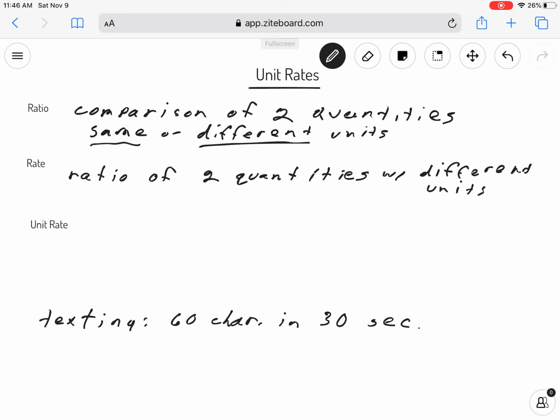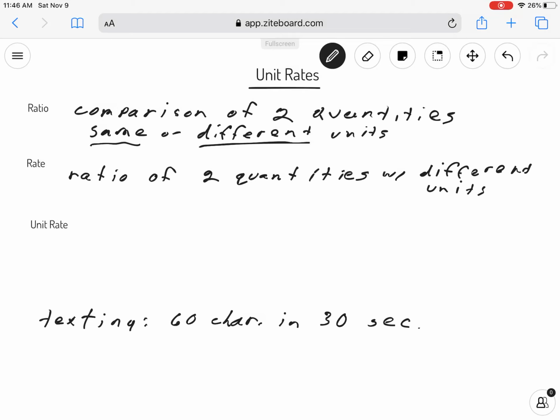Okay, so we're going to talk about unit rates here. We talked about ratios last time, which is just a comparison of two quantities. The two quantities can have the same or different units. And then we get to rate. So a rate is a ratio of two quantities that do have different units.